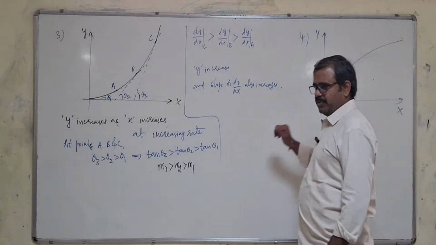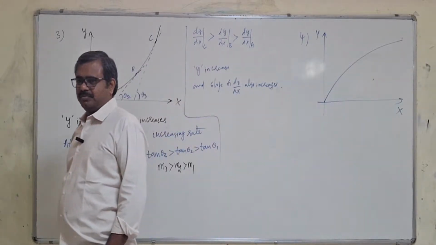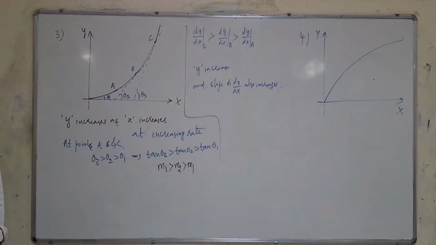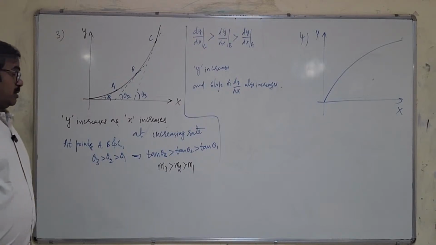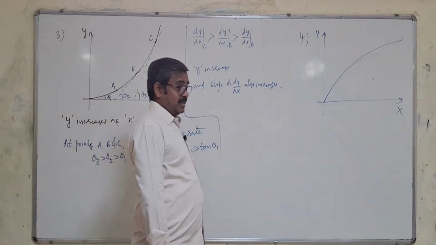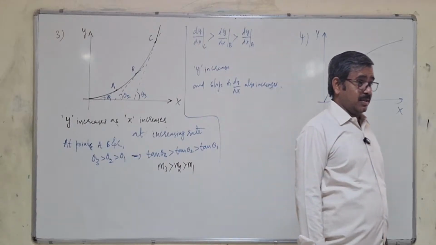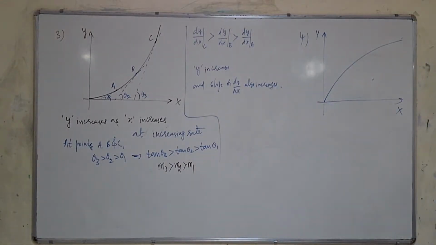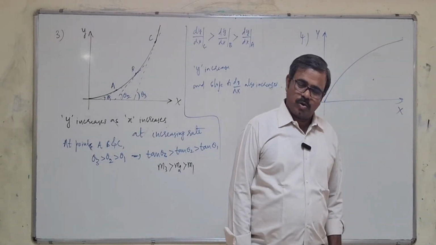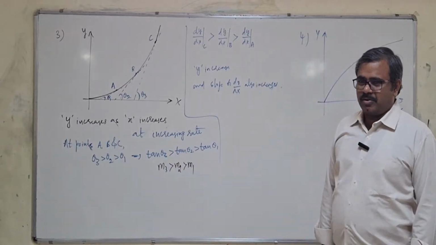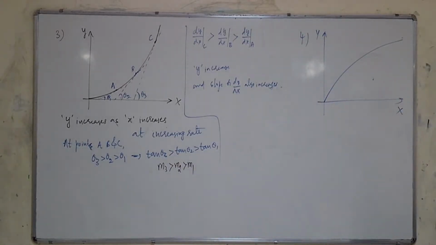In the fourth graph, is dy by dx positive or negative? Positive. Very good. It means y increases as x increases or decreases? Increases. Very good. Does y increase at a uniform rate? No. Very good. Now tell me, how do you describe it then?